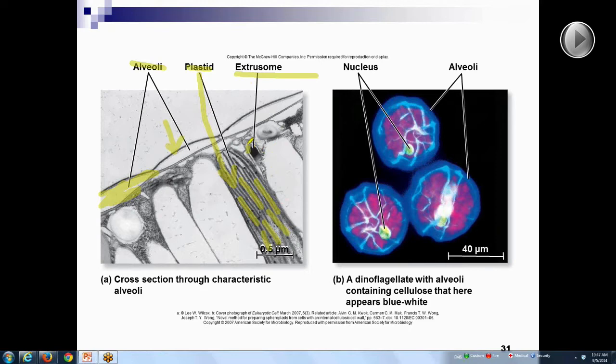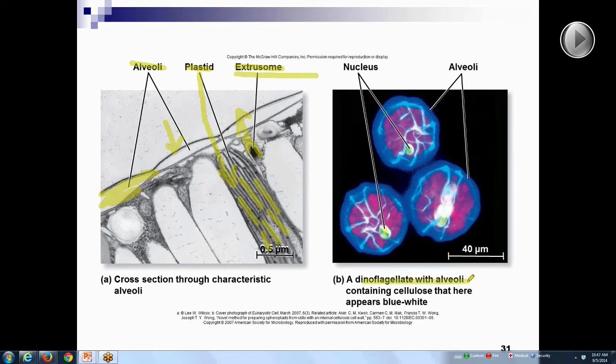The extrasome is kind of like a little harpoon that shoots out, so that's a defensive thing. So this is definitely a dinoflagellate. Dinoflagellates are known for their extrasomes. Again, these little harpoon-like structures shoot out in a defensive manner.